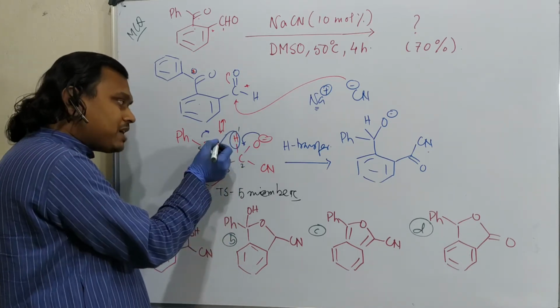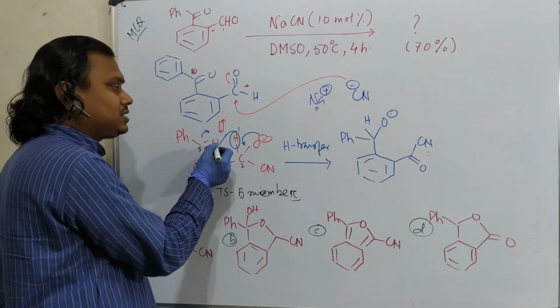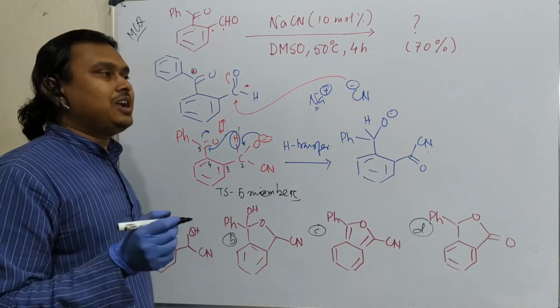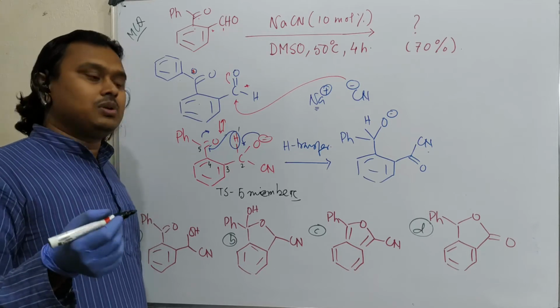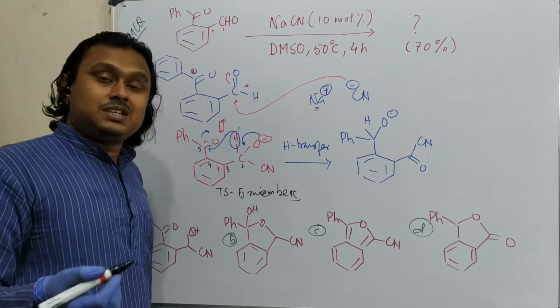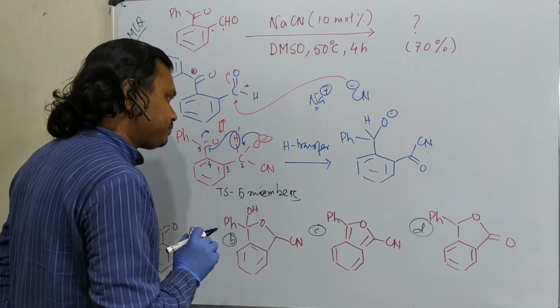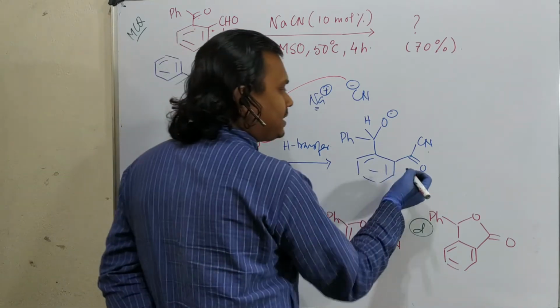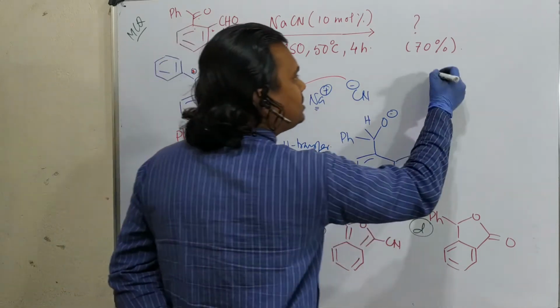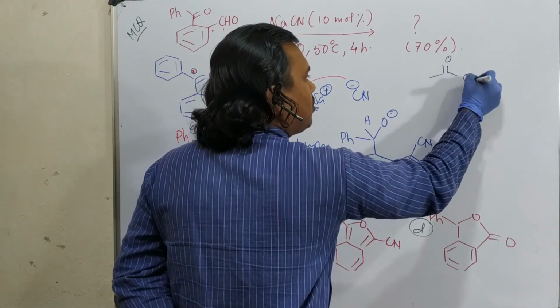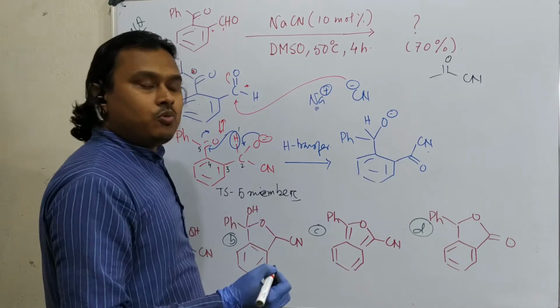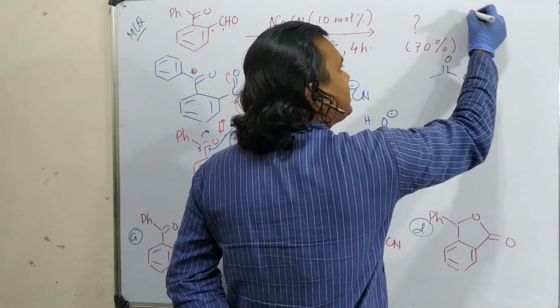So through this 5-member ring transition state, this hydride shift occurs, and hydride has a significantly high migratory aptitude. You can consider that in the majority of cases it has the best migratory aptitude, so that's why it migrates. Second, if it migrates it produces this. Now if you look at this molecule, double bond O and CN, is it stable? We know CN is like a pseudo halogen.